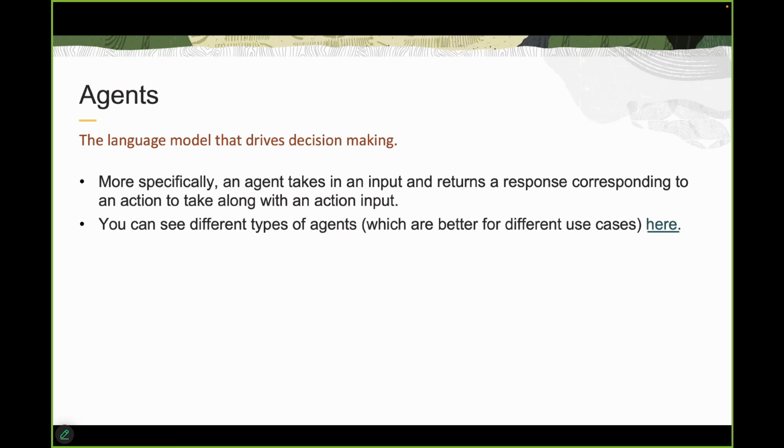You can see different types of agents which are better for different use cases. Here the reference is given, the link is there for you, and spend an extra 15 minutes on this also. If the name is changed, because things are changing fast, if it is with a different name, explore that also. Tool. A tool is a capability of an agent.